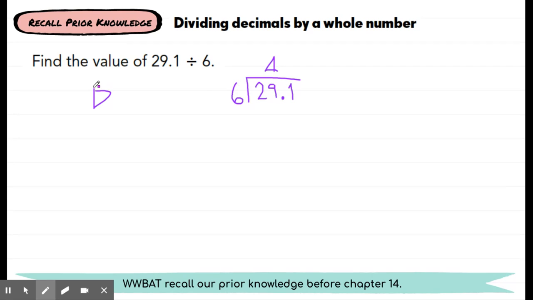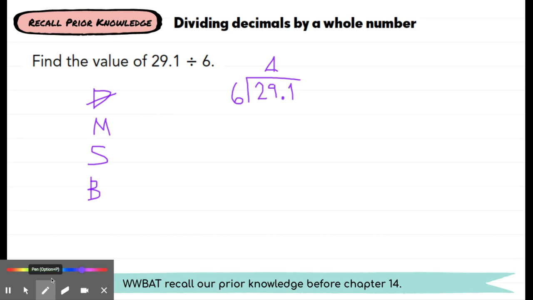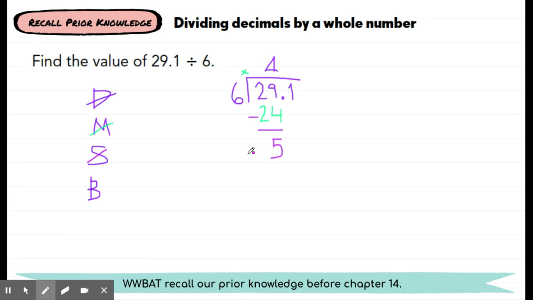You can also write down "Dead Monkeys Smell Bad" so that you know what steps you're going through right now. So I just divide 29 by 6 and I get 4. Then the next step is to multiply. I multiply 6 times 4. 4 times 6 is 24. Then I will go through the next step, which is to subtract. 9 subtracted by 4 is 5. 2 subtracted by 2 is nothing. And then the last step is to bring down.